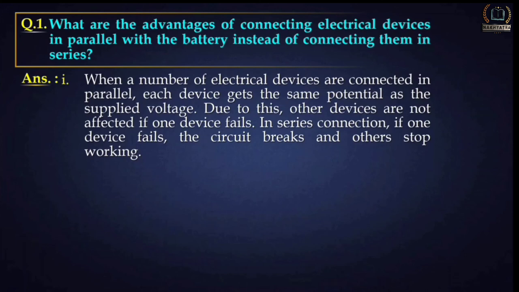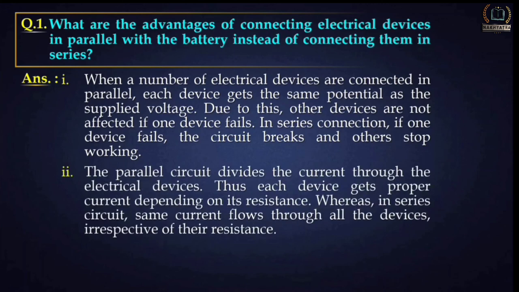So what happens when you connect the electrical devices in parallel? Each device gets the same potential as the supplied voltage. Due to this, the other devices are not affected if one device fails. Clear? Whereas in series connection, if one device fails, the circuit breaks and others stop working. So that is the demerit of series connection.